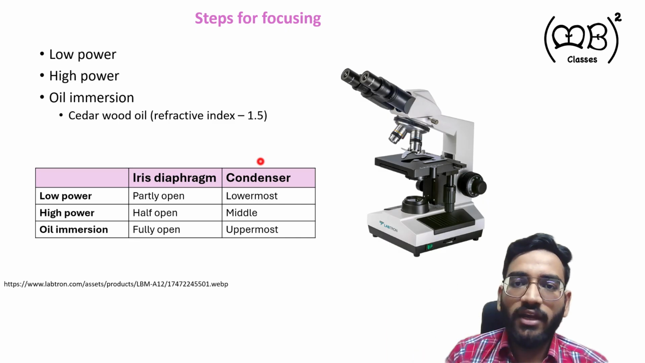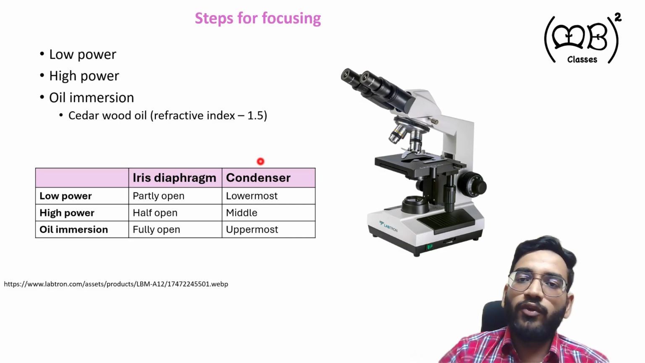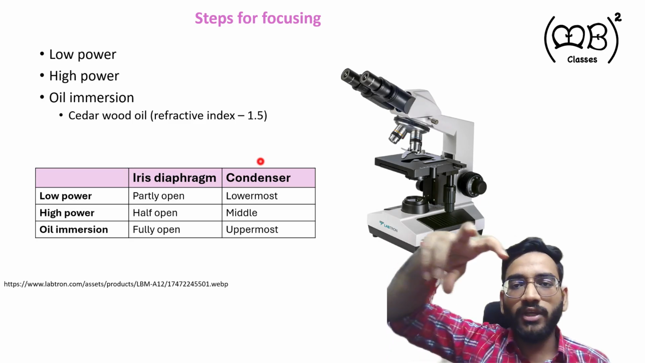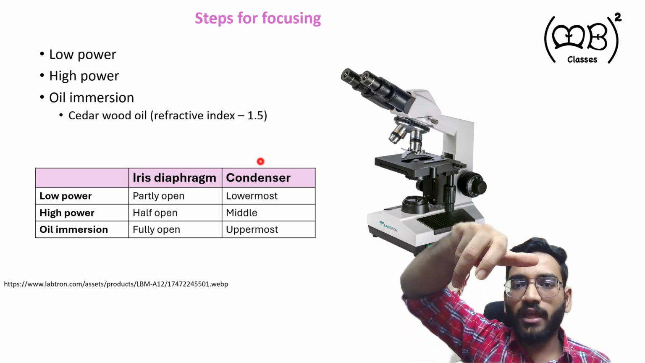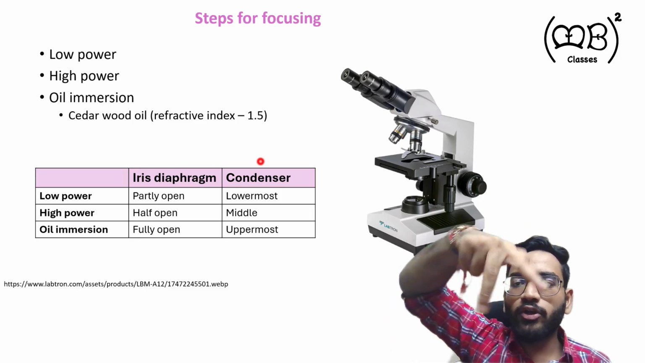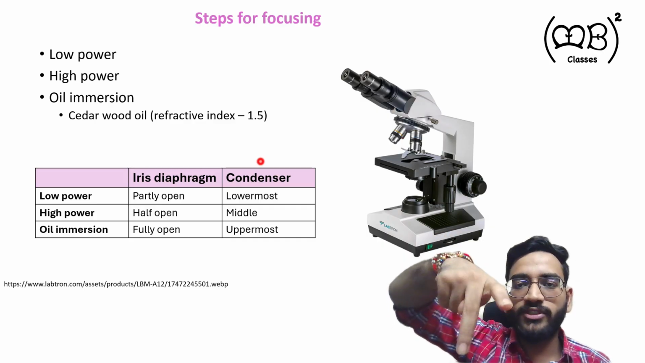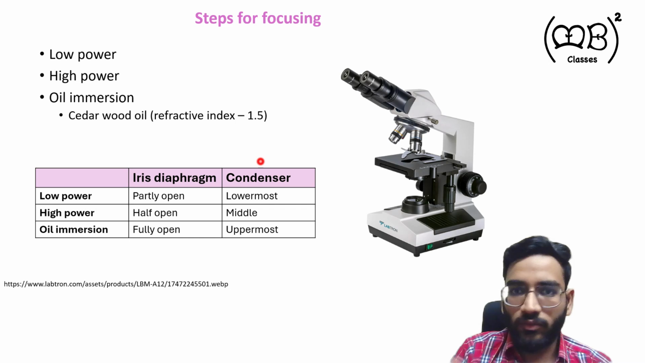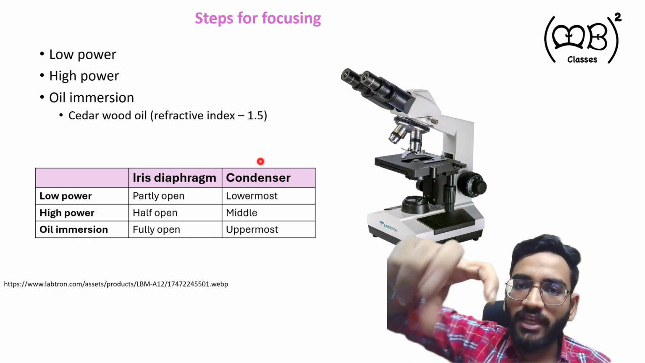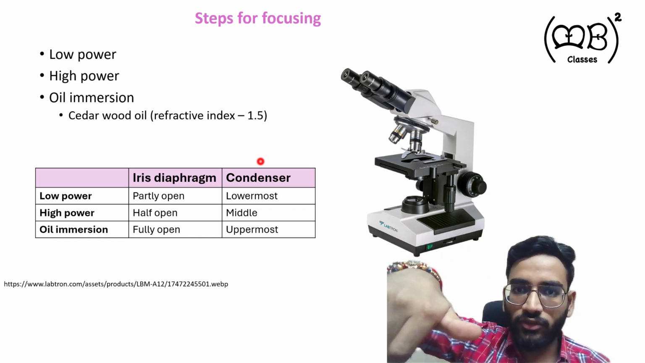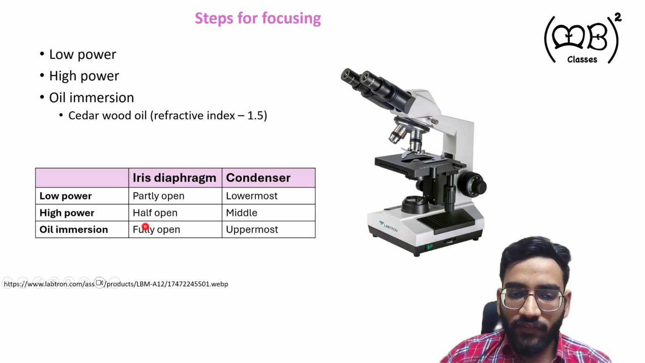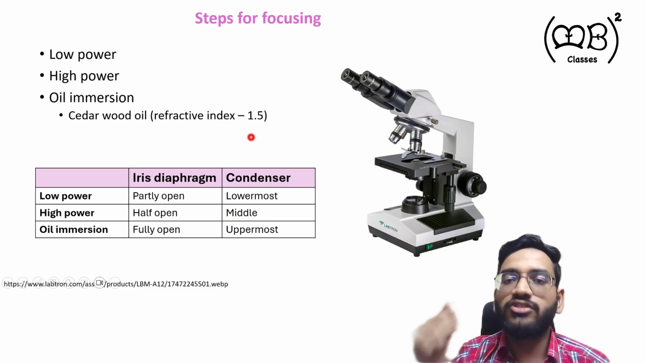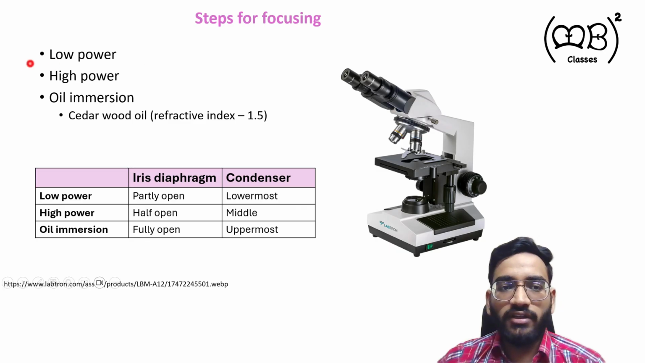After seeing the area under 40x or counting, if you want to see the morphology or a better magnification, what you'll do is switch the nosepiece and put it in the middle so that no objective is in focus. Then you will place a drop of cedarwood oil onto the specimen, and then you will click the 100x objective. The iris diaphragm will be fully open, the condenser would be in the uppermost position, and then you'll just use the fine focus to focus under the oil immersion.